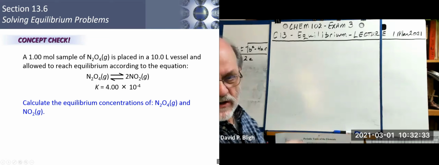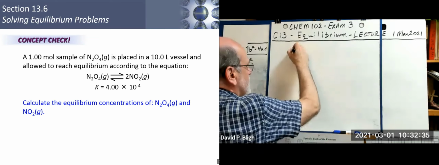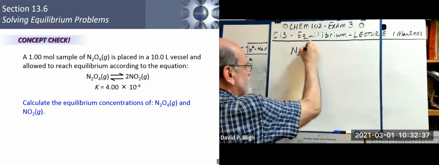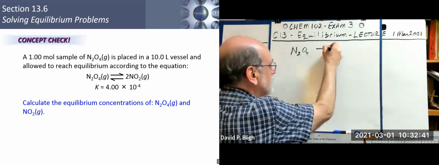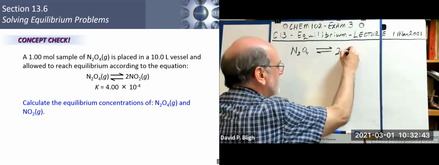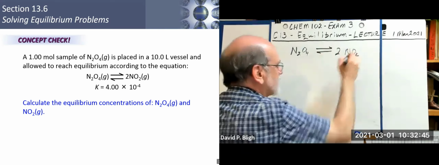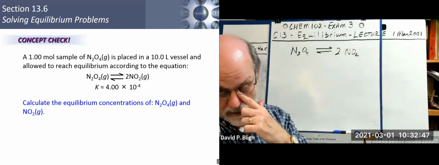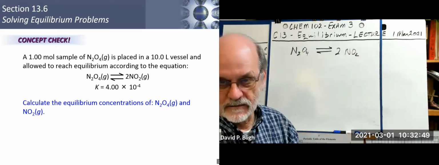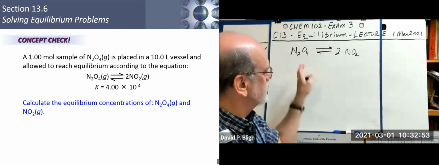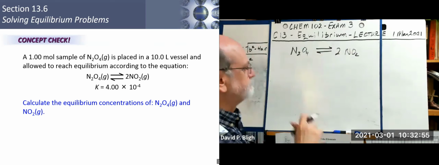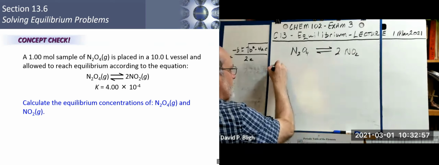So, our balanced equation. Dinitrogen tetroxide gas is in equilibrium with nitrogen dioxide gas. And we know the K. K value is given. We want the equilibrium concentrations of each one of these. Okay? So we have an ice table.